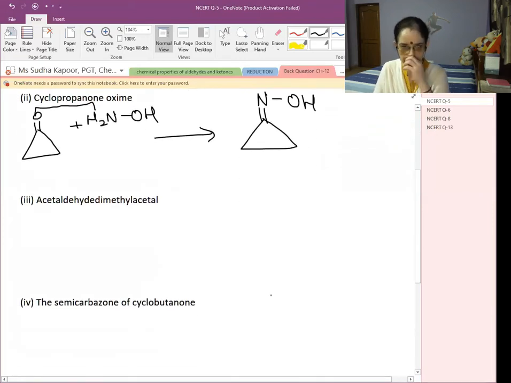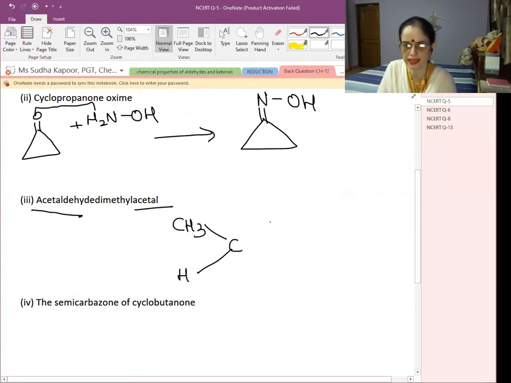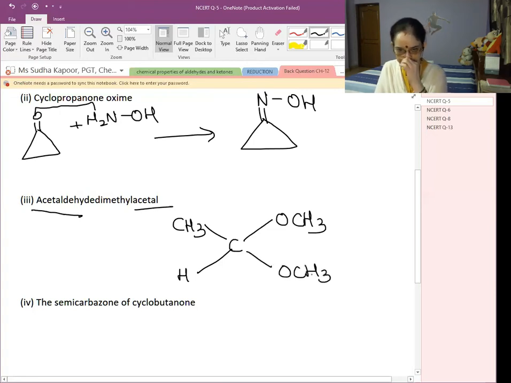The third, acetaldehyde dimethyl acetal. So dear student, acetal is obtained when it is acetaldehyde, and it is obtained when we are having the di-alkoxy groups on the respective space. Therefore, we will be getting aldehyde and di-alkoxy group. So in this case, they have given dimethyl. So we will be writing as OCH3 and then OCH3.